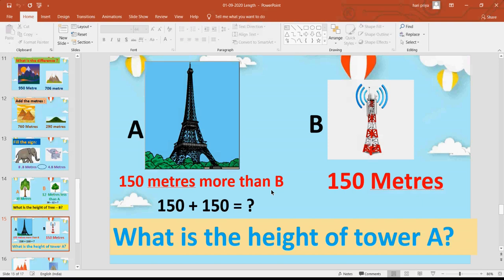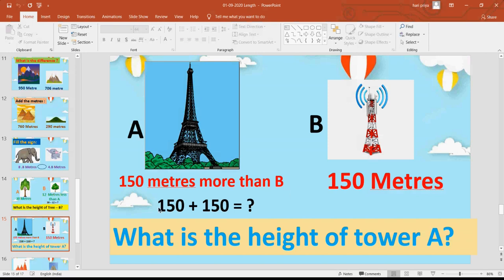So what they are telling is they are not giving the measurement of the Eiffel Tower. They are giving the clue that it's 150 meter more than B. So they are telling 150 meter higher than B. So let me find out what is the length of the telephone tower. The telephone tower is 150 meter. So what is the Eiffel Tower measurement then? So we are going to add it.